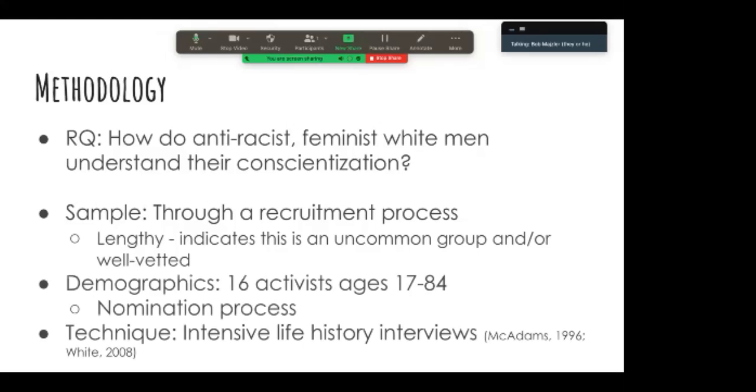I did an interview with them, and it was an intensive life history interview, a long interview. And we talked about the turning points in their lives and their influences. And we got pretty deep, and these were very intimate interviews, where a lot of emotion would come out for these men. And they were really powerful experiences for me as the researcher.